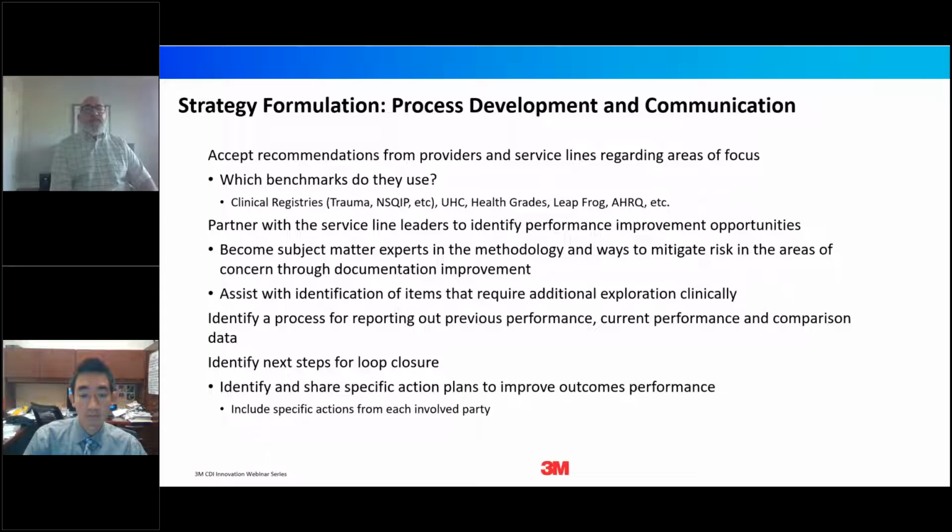And then we wanted to make sure that we had a good process for reporting, and that we could have our previous, current, and comparison data. So we wanted performance metrics that we could watch and keep track of, and then we wanted to make sure that we communicated well.